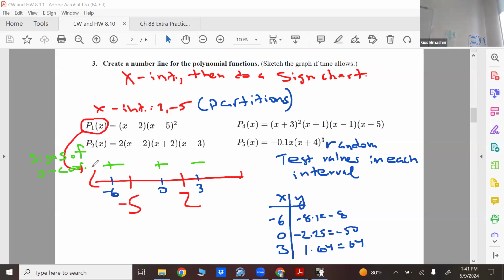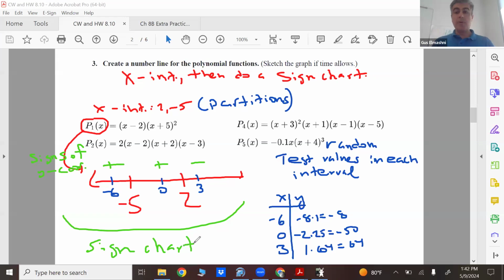Any y coordinate where x is less than -5 will be positive. Any y coordinate between -5 and 2 for x is positive. Any y coordinate when x is bigger than 2 is now negative. If I were to graph this, I'll go to Desmos to graph it, and then we'll come back to this sign chart. So this right here is called a sign chart, by the way.